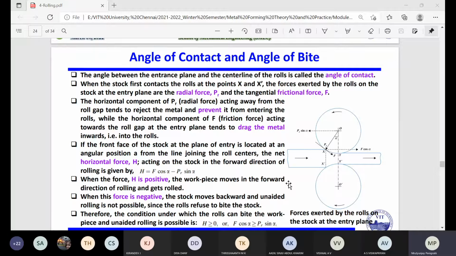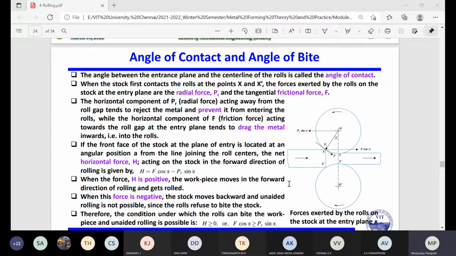Then we also talked about the forward slip, which is Vf minus Vr divided by Vr. Then the strain, which we derived, and the average flow stress. Then the maximum draft, Dmax, which we also derived as mu squared into R. Mu is the friction and R is the radius of the roll, right?